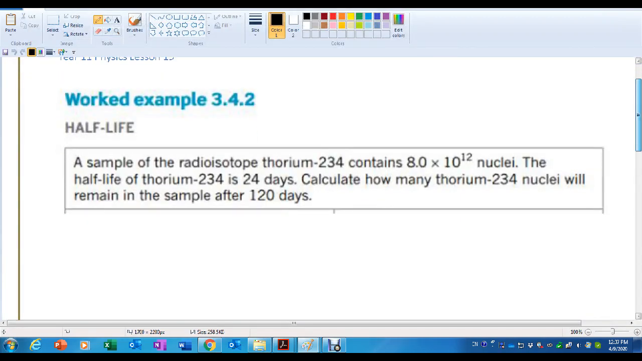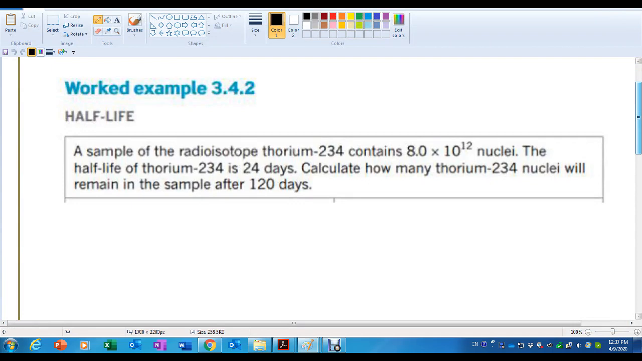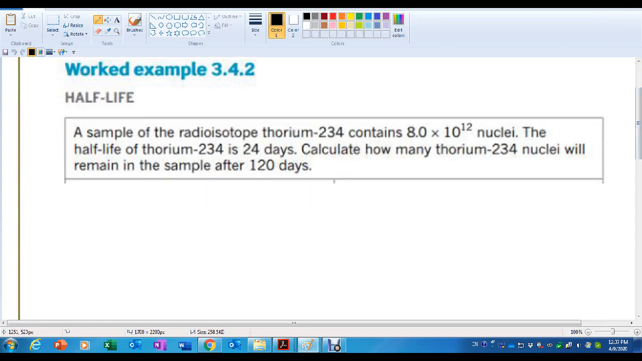Okay, so let's do more by using the mathematical rule. I give you 1 minute to read the question and try to apply that formula by yourself. All right.